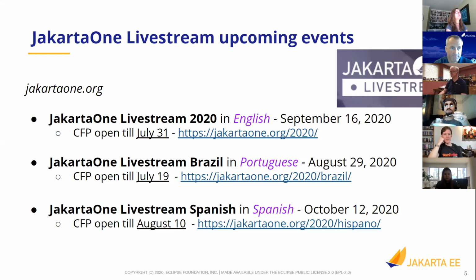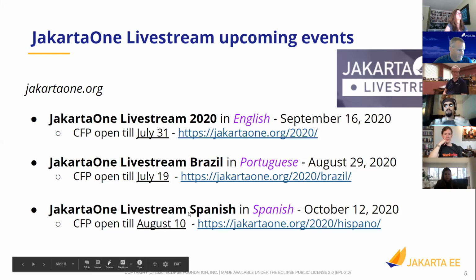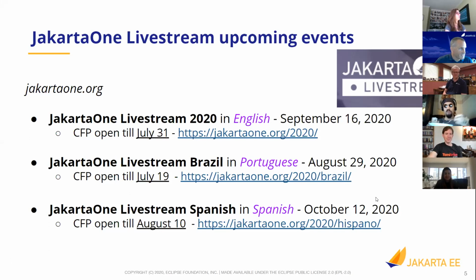Jakarta One live stream Brazil in Portuguese is scheduled for August 29. Again, in another few days, the call for papers is open. And we are also preparing and working on, oh, this is the wrong date here. I'm providing you, oh, no, it's not the wrong date. It's the right date for the call for papers for Jakarta One live stream in Spanish. That event is targeted for October 12th, but the call for papers is open till August 10th.